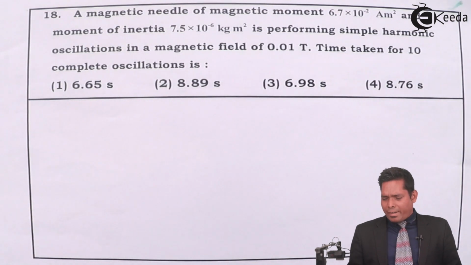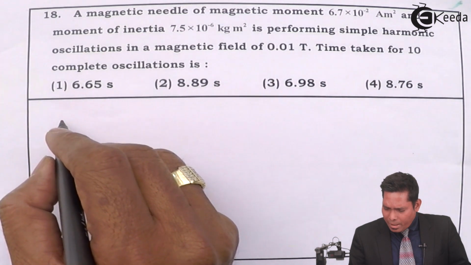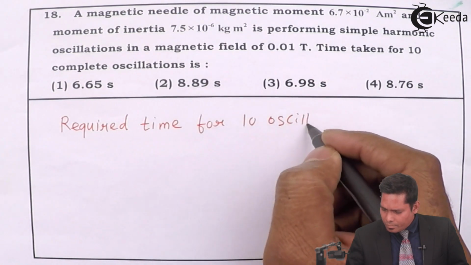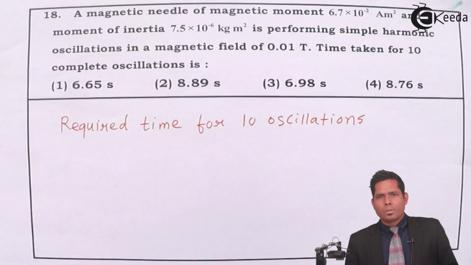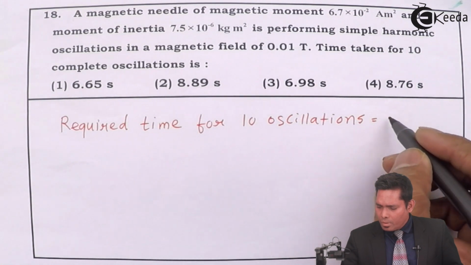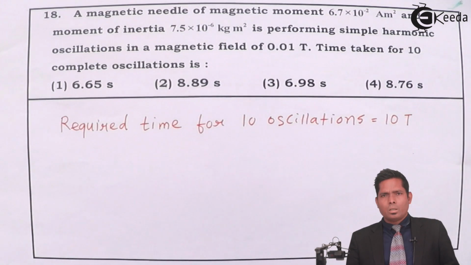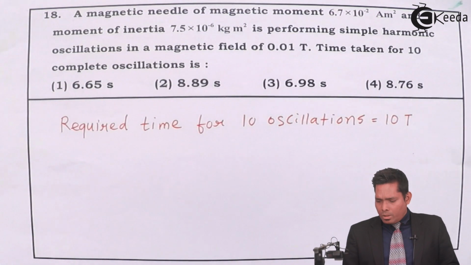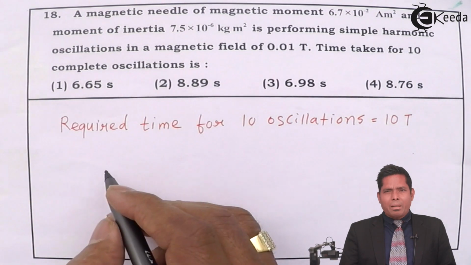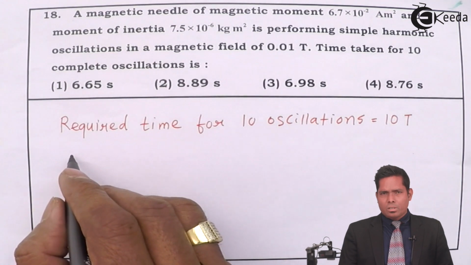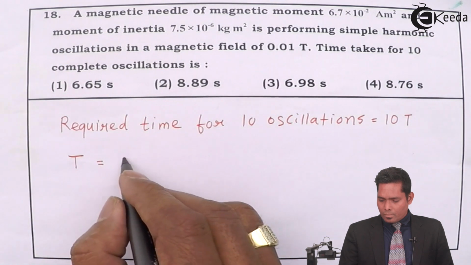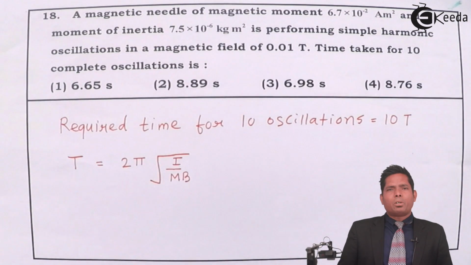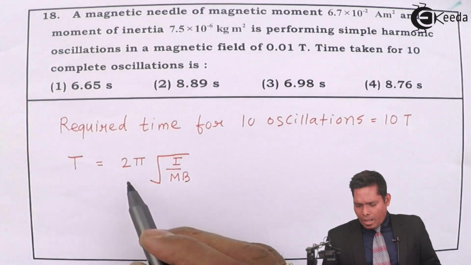So the required time for ten oscillations is 10 times T. T stands for the time period of oscillation, that means how much time one oscillation takes. So this is 10T, and when you find T and put in the values. For a bar magnet or a needle, we know that the time period of oscillation is given by this formula.